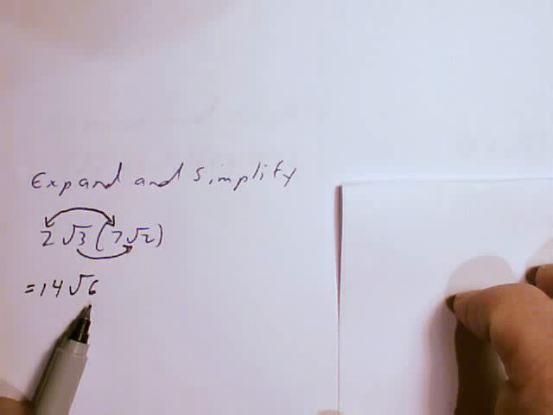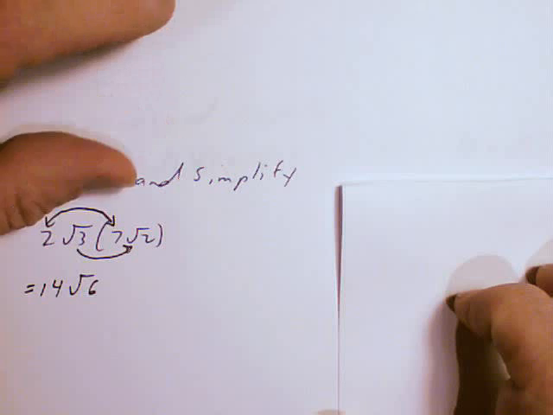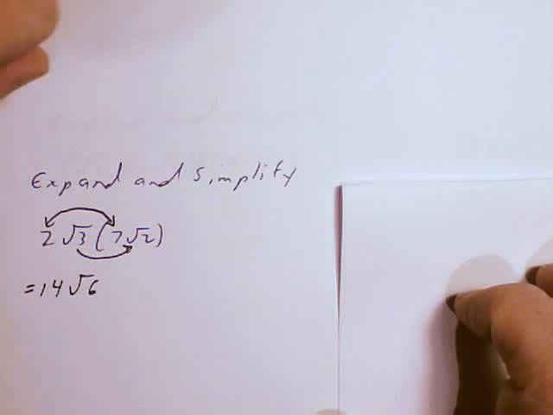I always take the opportunity to look at my final answer to see if I can take a perfect square out of it. In this case, I cannot take the square root of 6 in my head, and there are no two numbers that multiply together to give me a 6, one of which is a perfect square. So that's as far as I can go with that problem.